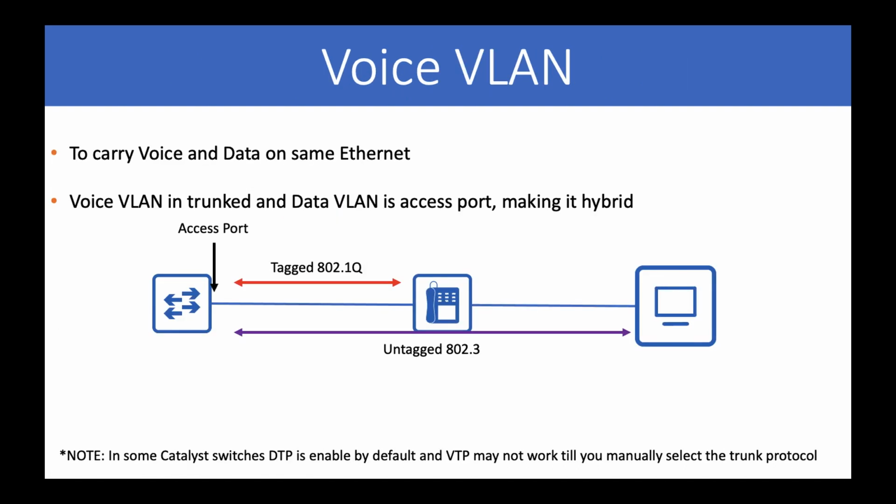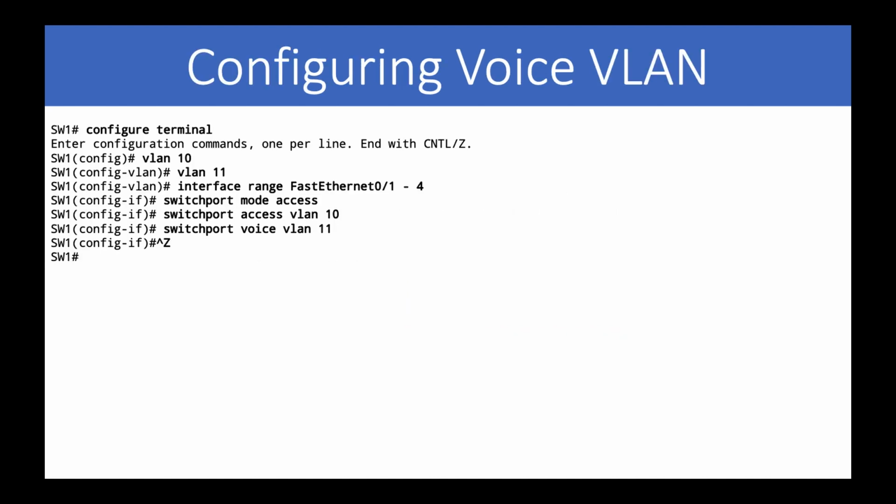The next mode is voice VLAN. Voice VLAN mode is a special mode in Cisco switches to carry voice and data on the same Ethernet interface. On this, the voice VLAN is trunk and the data VLAN is an access port, making this a hybrid port on which you can carry both trunk and access VLANs simultaneously. To configure voice VLAN, again, we need to first enter the VLANs into the configuration database, either through configure mode or through exec mode using the VLAN database. And in the interface command, we tell the switch that this will act as an access port by using the command switchport mode access.